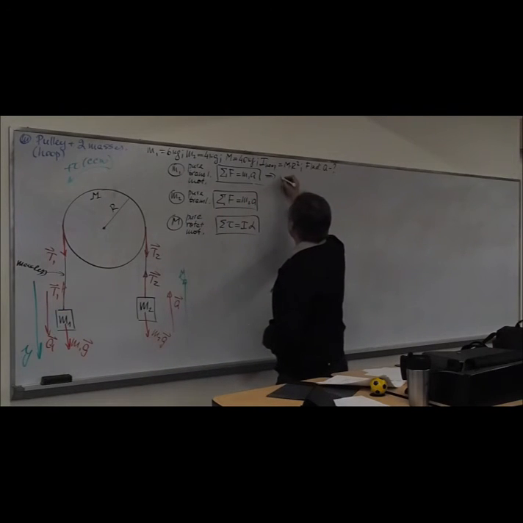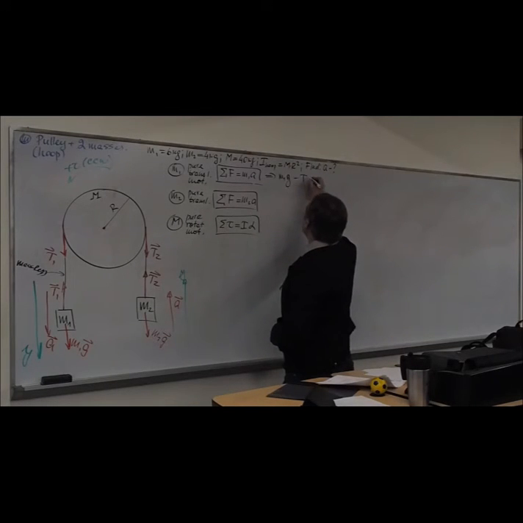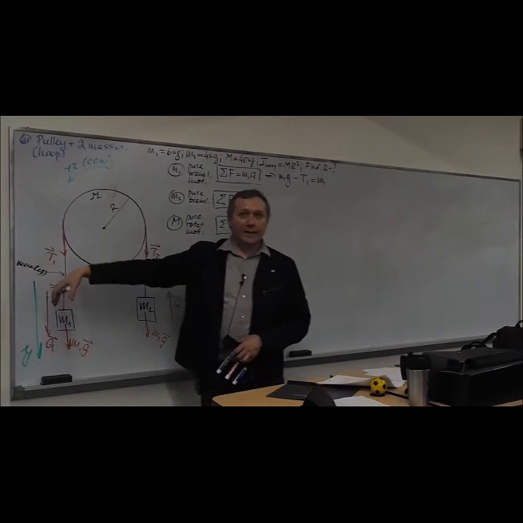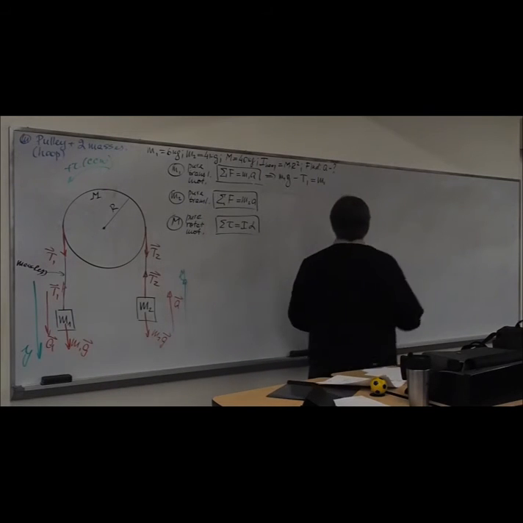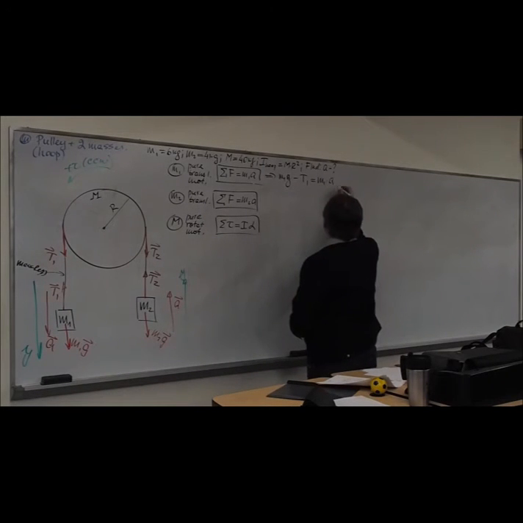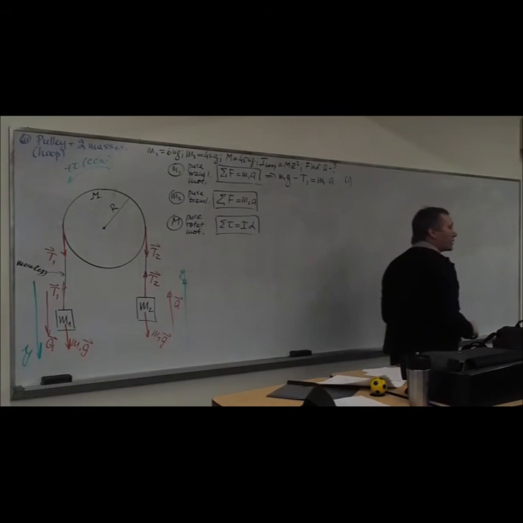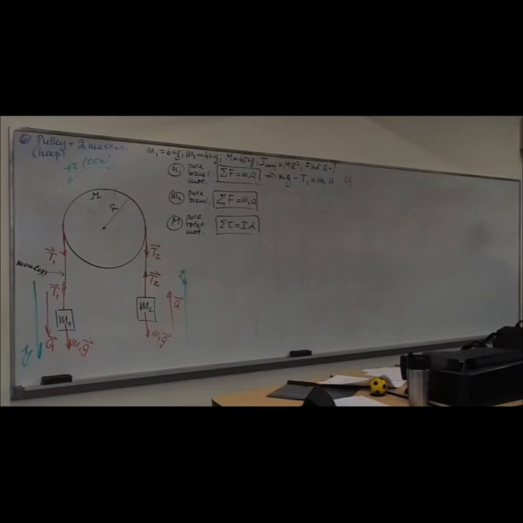So it will be M1G minus T1 equals mass 1 times A. Acceleration is positive because it is along the positive y direction. That's why I picked the y direction downward. Okay, so that's my equation number 1. Now we just start collecting all possible equations from our universal laws.